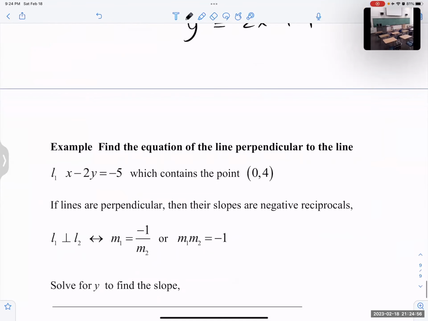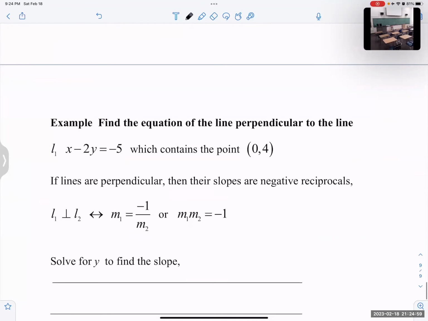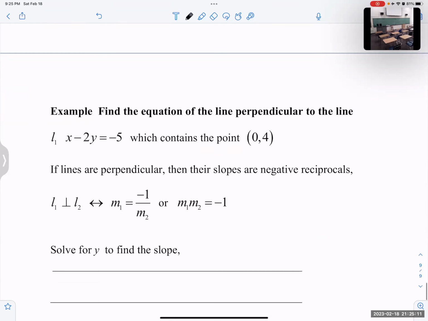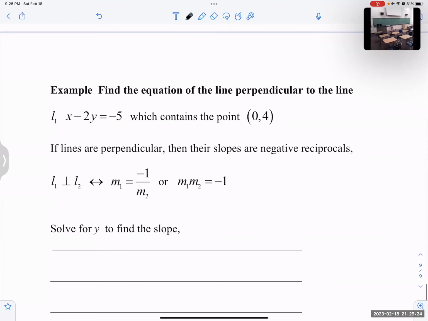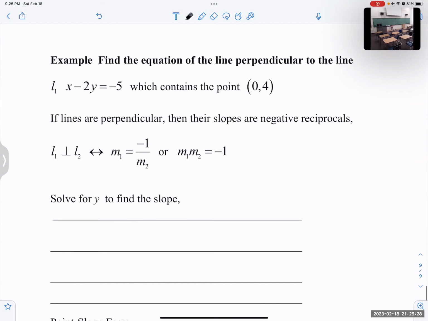Find the equation of the line perpendicular to the line x minus 2y equals -5, which contains the point 0, 4. If the lines are perpendicular, then their slopes are negative reciprocals. In symbol form, we have L1 perpendicular to L2. If true, then m1 is the negative reciprocal of m2, or the product of their slopes is -1. So since the connection of lines that are perpendicular is their slopes, we're going to solve the given equation for y to find the slope.